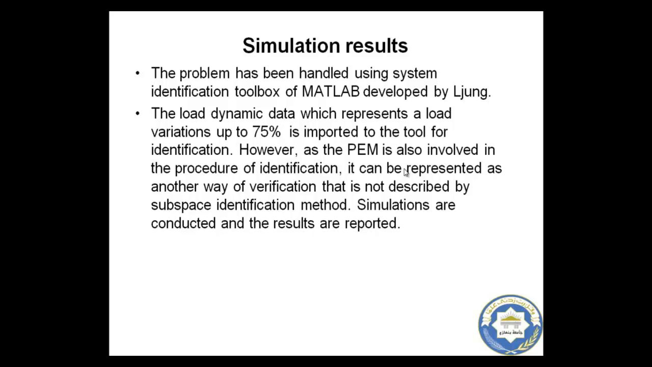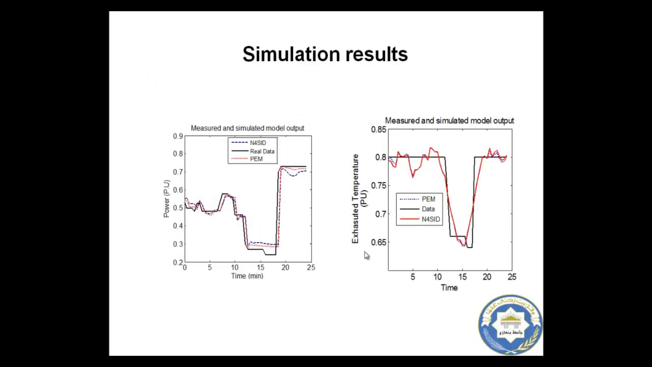The load dynamic data, which represents load variations up to 75%, is imported to the tool for identification. However, as the prediction error method is also involved in the procedure of identification, it can be represented as another way of verification that is not described by the subspace identification method. Simulations are conducted and the results are reported. We have here the power in per unit. We can clearly see that the prediction error method is more accurate than N4SID for this specific application, and this is the corresponding exhaust temperature for the natural gas.